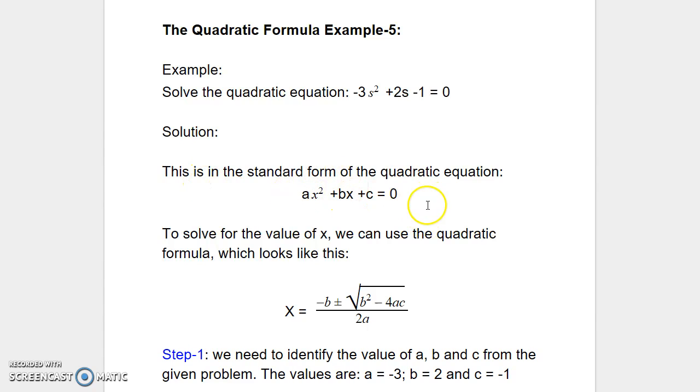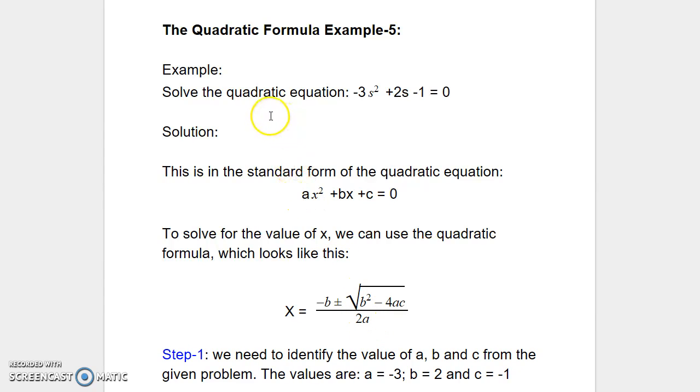If we have a quadratic equation of the form ax squared plus bx plus c equal to 0, this is a quadratic equation in x. For an equation of this form, the quadratic formula states that x is equal to minus b plus or minus the square root of b squared minus 4ac, the whole thing divided by 2a.